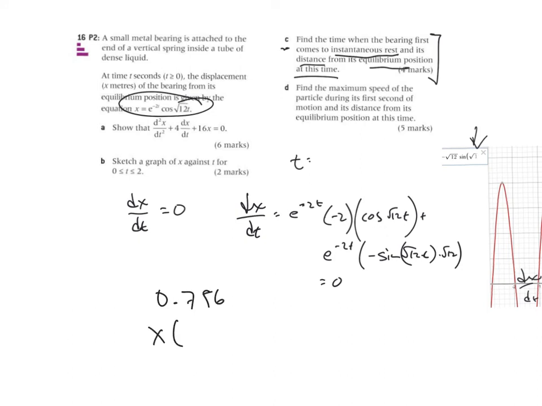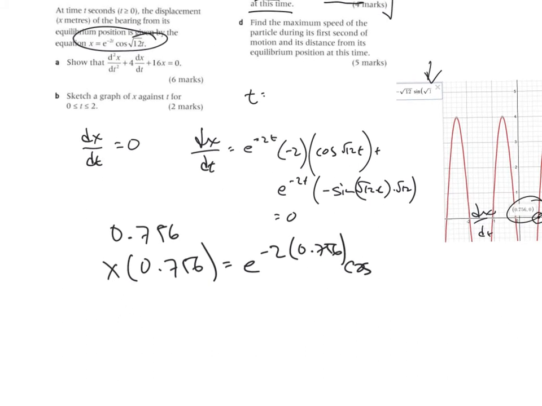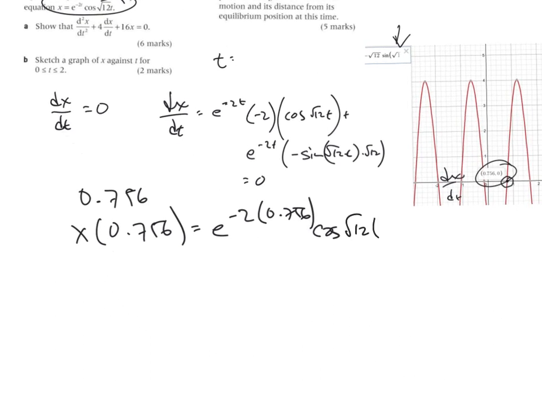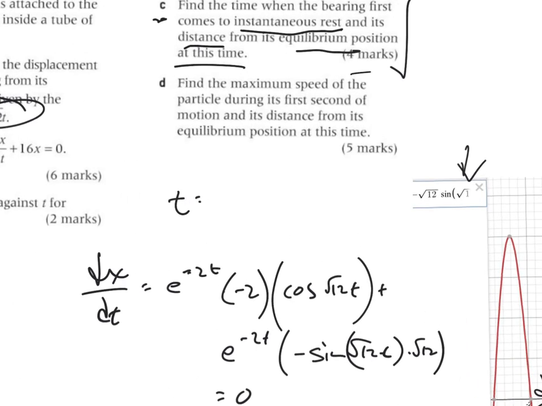So to find the position, I go x at 0.756, which will be e to the minus 2 times this value, cosine of root 12 times 0.756. And if you throw that into your calculator, and if you're in radian mode, you should get, I'm just looking at the answer key here, negative 0.191 meters.